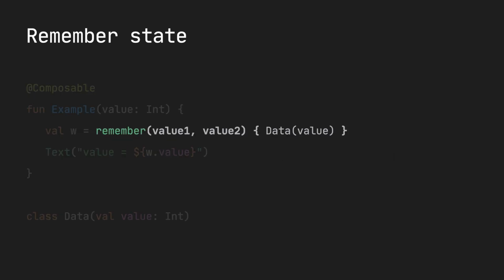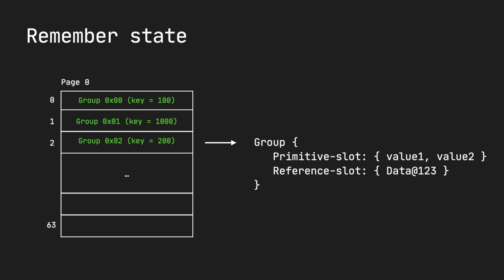And what happens if you have a remember method with multiple values, not just one, so you have two values? So all the keys that you provide are stored in the group's primitive slot, just like this. So these are the different examples and their implications on what happens in the slot table when you use the non-restartable annotation or when you have remember. So in the next video, we'll look at recompositions.